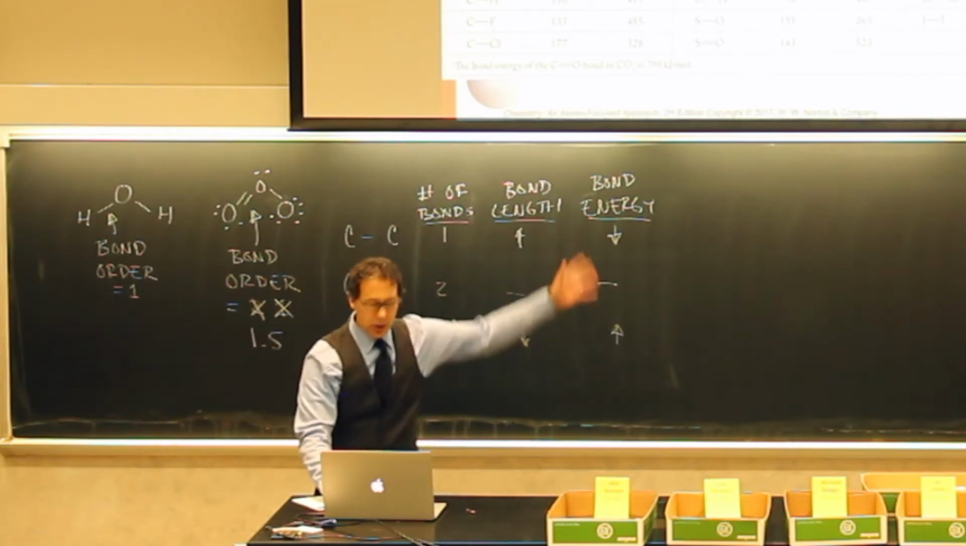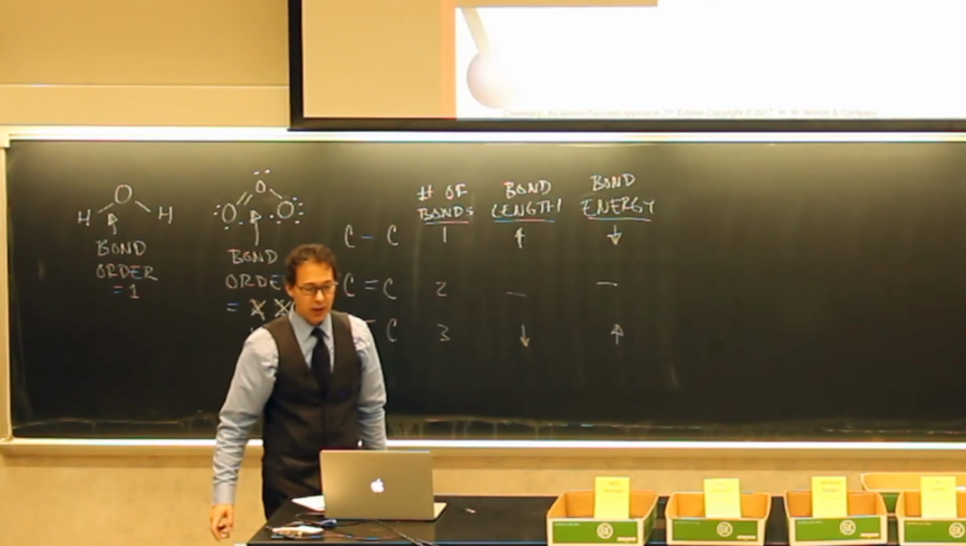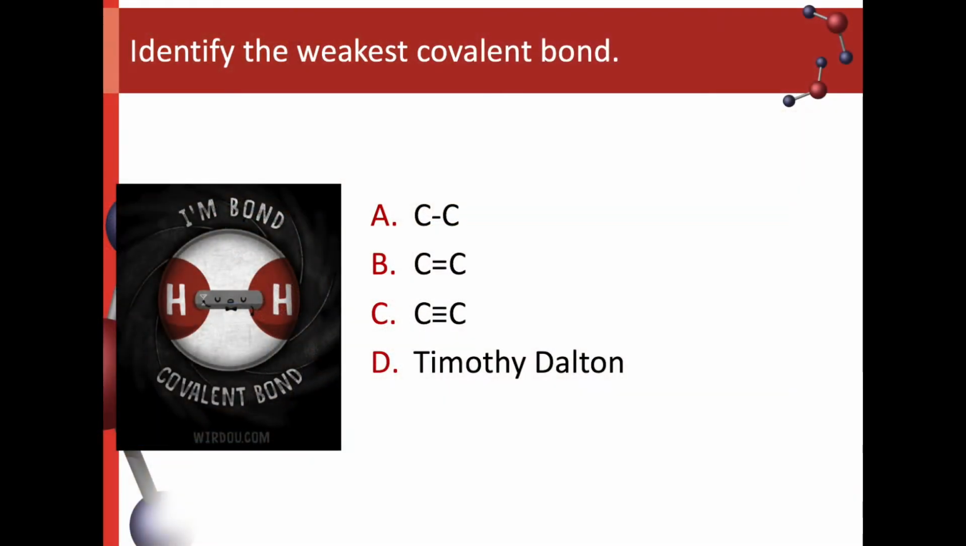So we don't need to memorize this table to be able to answer a question like this. Which is the weakest bond? Carter, can you help me find somebody? I need somebody to help me answer this question.